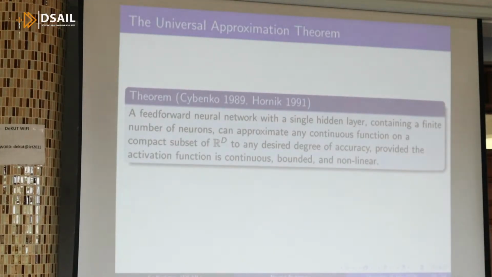Now, universal approximation theorem. There's a theorem that apparently covers neural networks, right? So this is what it says here. This is from 1989 and 1991.